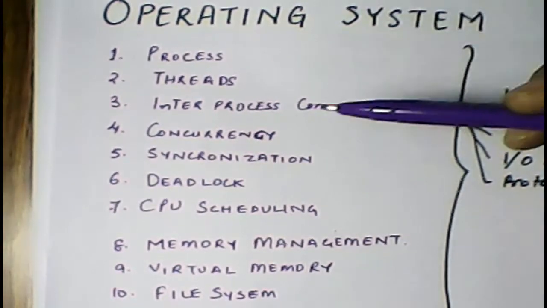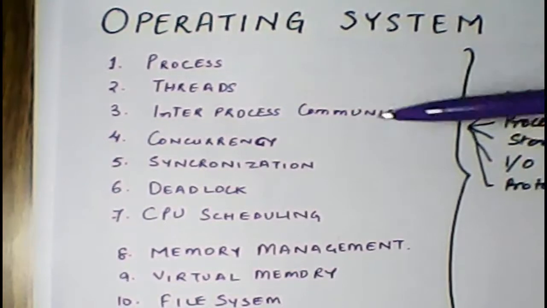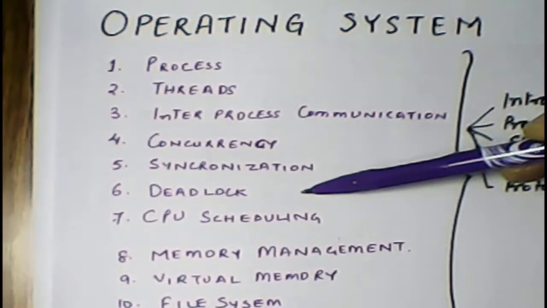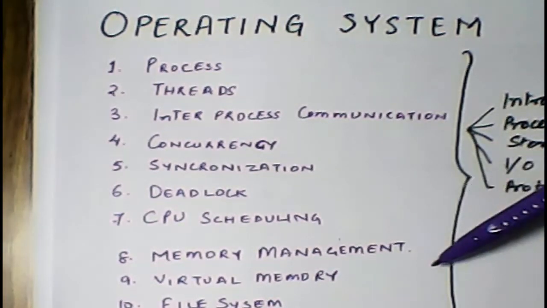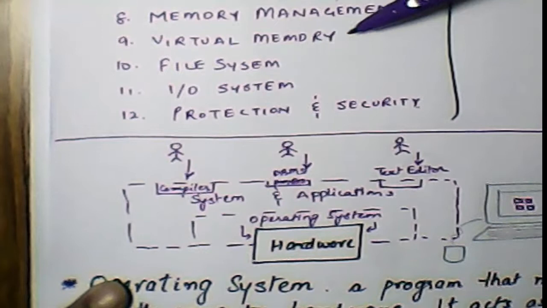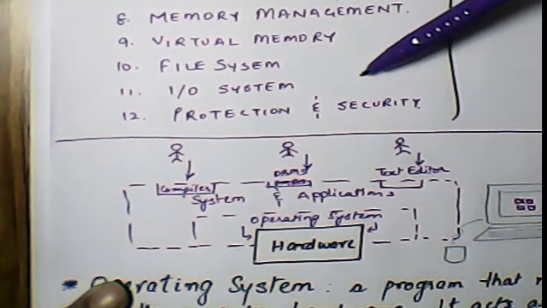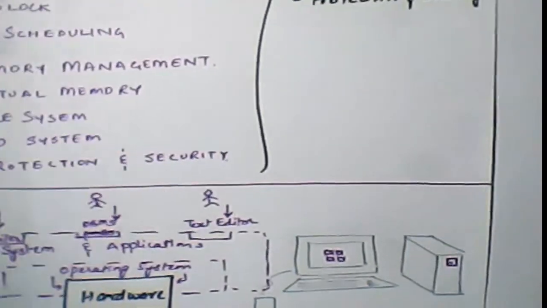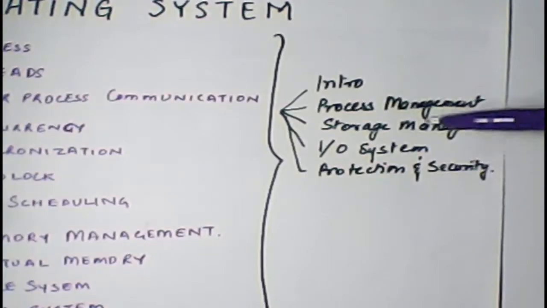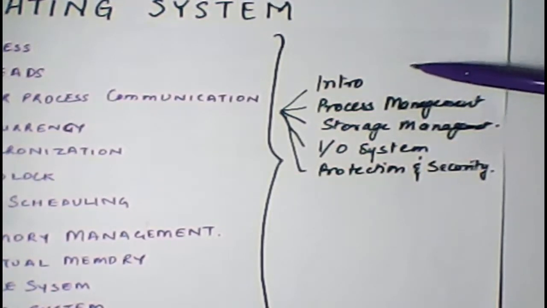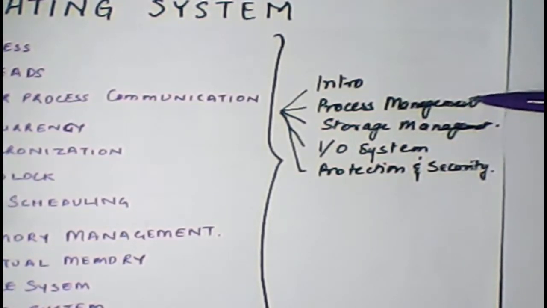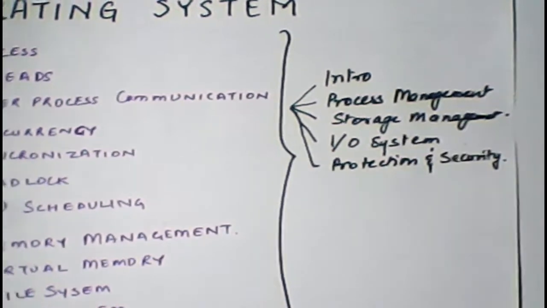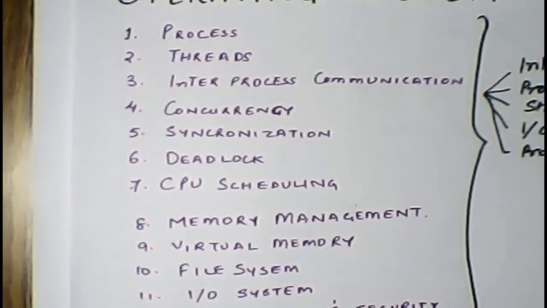course, that is process, threads, interprocess communication, concurrency, synchronization, deadlock, CPU scheduling, memory management, virtual memory, file system, IO system, protection and security. If you go through the book, you will see these topics covered in 5 units, which are introduction, then process management, storage management, input output system, protection and security. So which are the topics which are part of these?